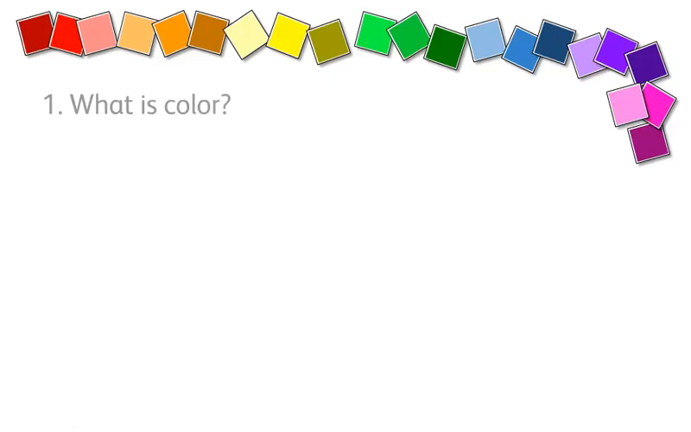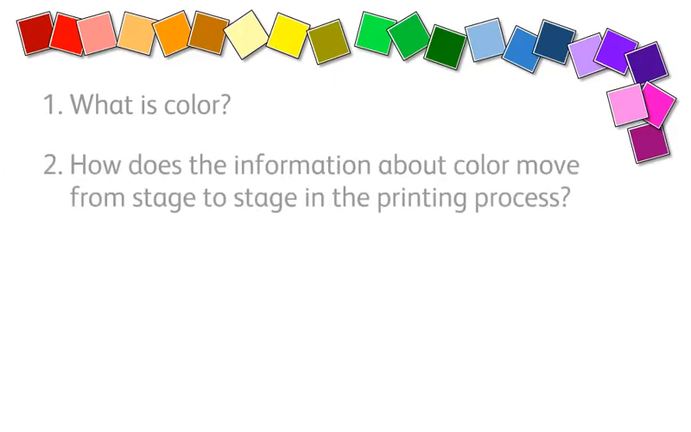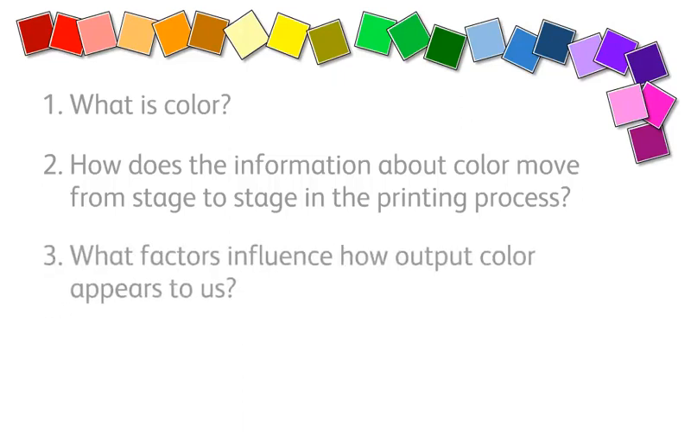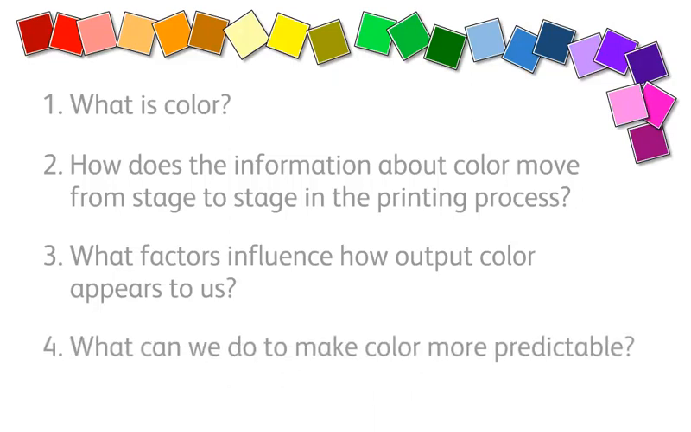There are 4 basic questions to answer to understand the challenges inherent in color printing. What is color? How does the information about color move from stage to stage in the printing process? What factors influence how output color appears to us? And what can we do to make color more predictable? By the end of this presentation, you will be able to answer these questions and as a result, have a much better understanding of the process of color printing.